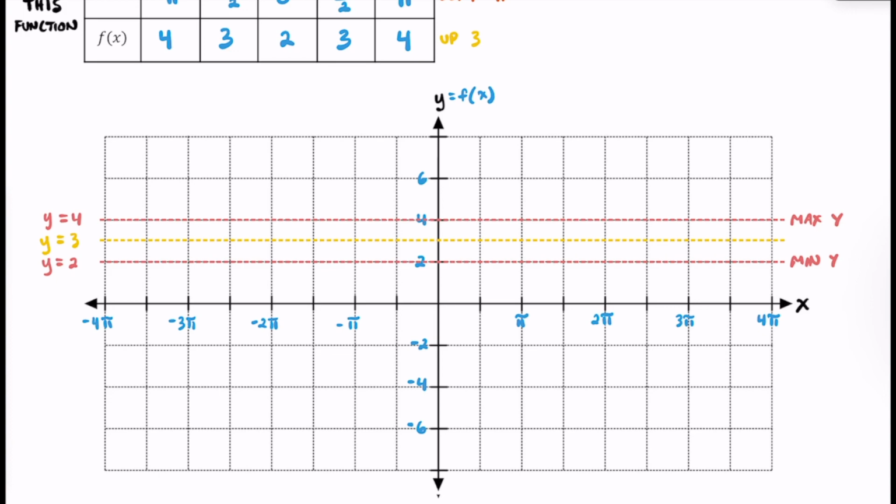Now let's go ahead and plot our 5 points from our table. So remember, we were at -pi, 4, that's going to be up here. Then -pi over 2, 3, that moves down to the midline. Then it's going to be 0, 2, which goes down to the minimum. Then it goes back to being at the midline at pi over 2, 3. And then it's going to go back to the start at the end of the period at pi, 4. Now let's just go ahead and connect this using a smooth curve.